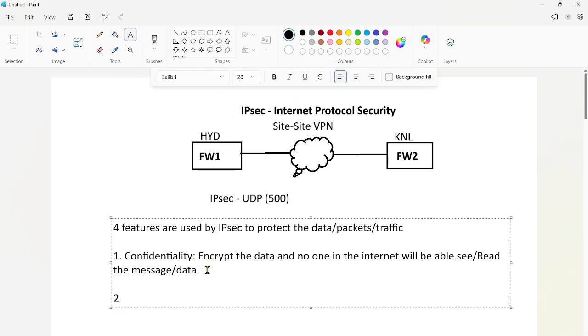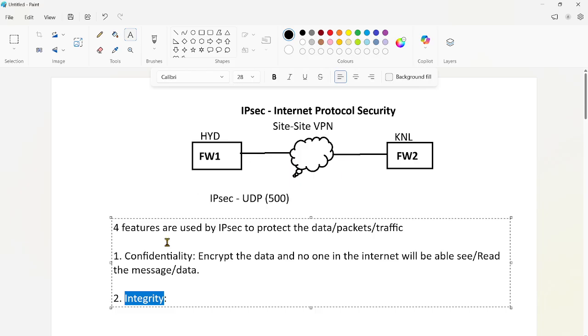The second one is integrity. How does integrity work? Whenever we are sending data, no one should be able to modify it. With confidentiality, no one should be able to read what exactly the data contains. But whenever you are sending the data, there may be a chance of your information being modified, right?